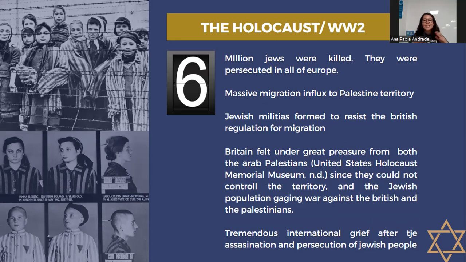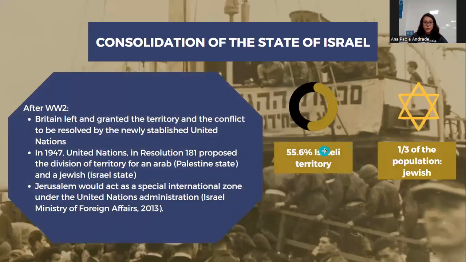So in general, internationally, there was a very big response of grief after the murder and persecution of the Jewish people. And this is one of the causes of what happened next. Britain felt like it could no longer handle the issue, so it gave it to the United Nations. And this led, after World War II, specifically in 1947, to the consolidation of the state of Israel.